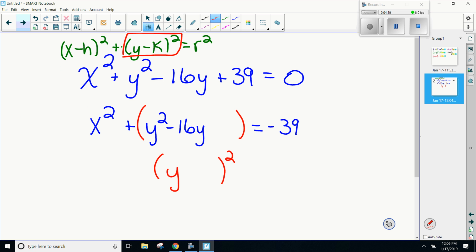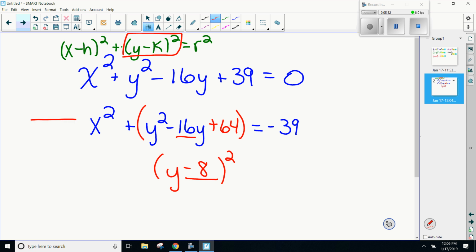So if I look at this 16 here, what can I do to put a number right here? Take half of it, right? If I take half of it, I'm going to get a -8. But what do you do to it to get that trinomial? Square it. And what's -8 squared? 64. So if I put a 64 right here, would you agree that y minus 8 squared is equal to what's in parentheses up above, y squared minus 16y plus 64? Would you agree with that?